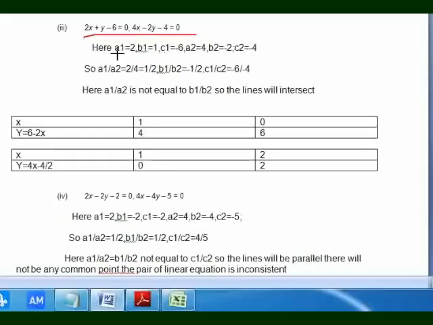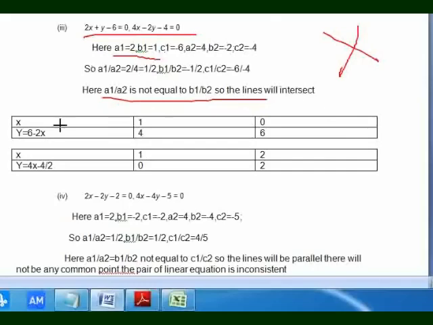Okay, and then find out the value of a1 by a2. a1 is 2, a2 is equal to 4, so a1 by a2 is equal to half, and b1 is equal to 1, b2 is equal to minus 2, so b1 by b2 is equal to minus 1 by 2, and c1 by c2 is equal to minus 6 by minus 4. So here a1 by a2 is not equal to b1 by b2. It means that the lines will intersect at a particular point. So the pair of linear equations is consistent.